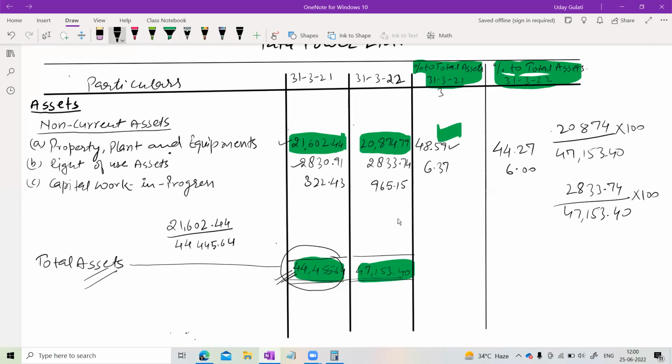Okay, so that is what you have to do in preparing a common size balance sheet: you have to divide each item by total assets of that column.